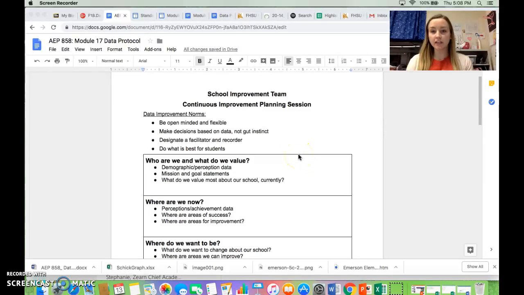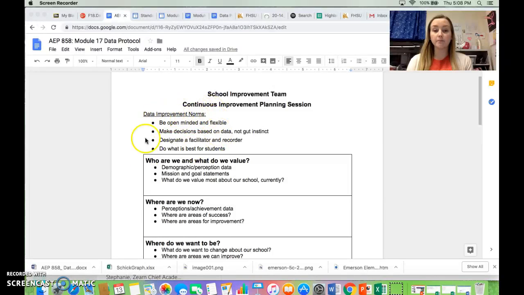So I created two separate pages, two graphic organizers that I would use in a building to be a little bit more flexible with how we look at data. One of my thoughts while I was doing this was how to make one for school improvement as a whole, and then how to make one that was specific to instructional strategies that teachers were able to use. So I first looked at school improvement as a whole.